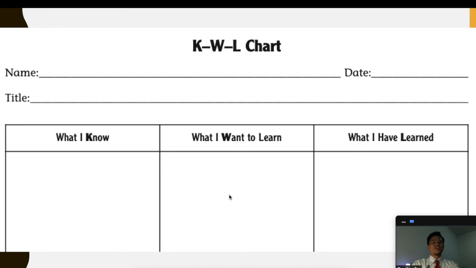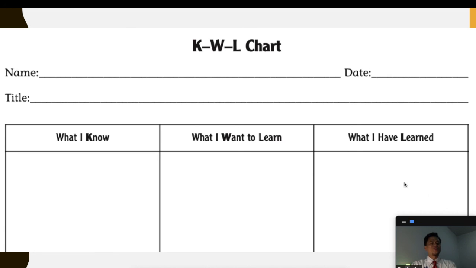Now, let's go to the second column, what I want to learn. Did the story answer your thoughts or your questions on the things that you want to learn? For example, did you write there, I want to know if the United States has a first lady, or how many first ladies did the United States already have? Did the story answer those questions? If yes, put a check. If not, put an X.